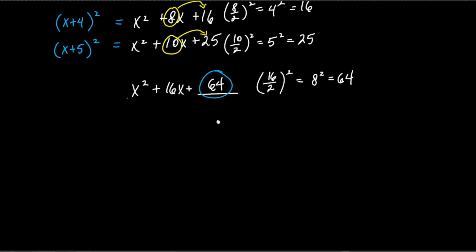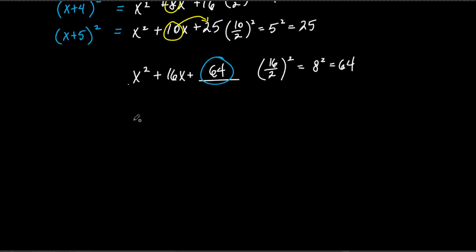But what if that wasn't an even number? What if I said complete the square? What if I said x squared plus 7x plus blank? What should go here in order to make this a perfect square? Well, what did we do? This isn't quite as easy as before, but we're not going to use decimals. Don't use a calculator. We're going to use fractions.